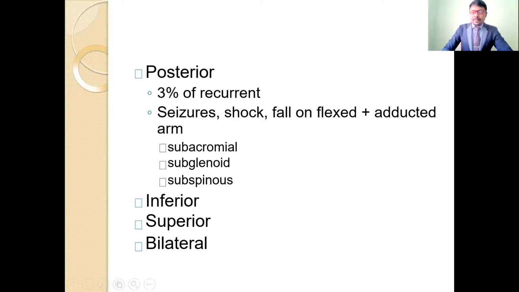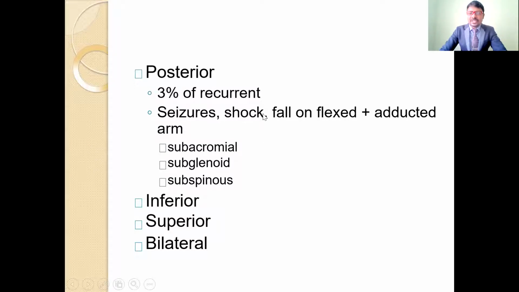In case of the posterior, around 3% to 5% are going to be recurrent. These posterior dislocations are due to seizures. That is, if anybody has a neurological abnormality, also called convulsions or fits, they lose consciousness and have involuntary contraction of the muscles of the shoulders. So may chance to get the shoulder dislocation, posterior dislocations.